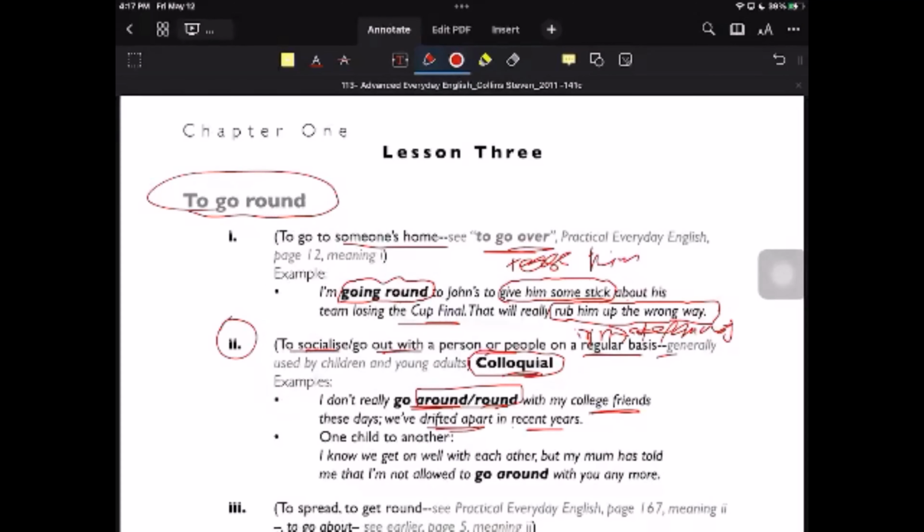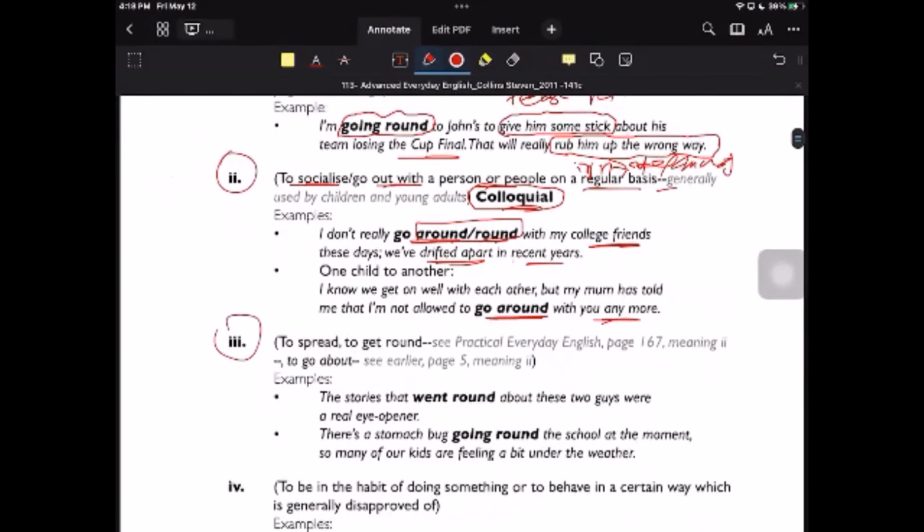So we became not very close with each other, one after another. I know we get on well with each other, but my mom has told me that I'm not allowed to go around with you anymore. I'm not allowed to socialize or hang out with you anymore. Okay, that's harsh.